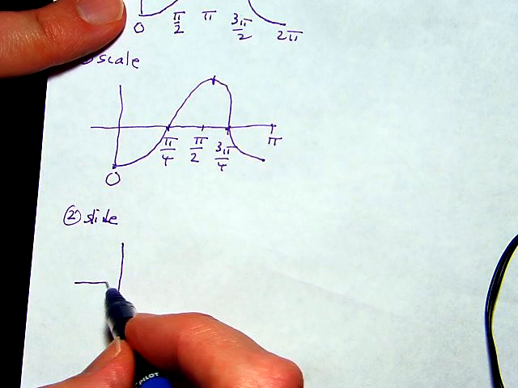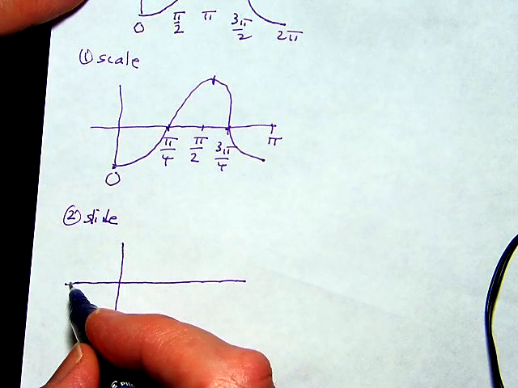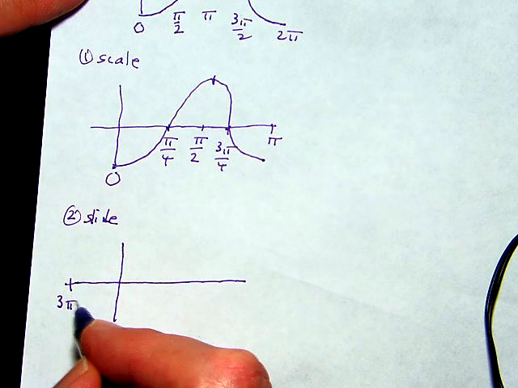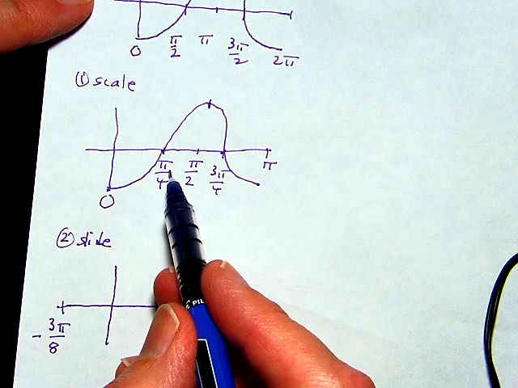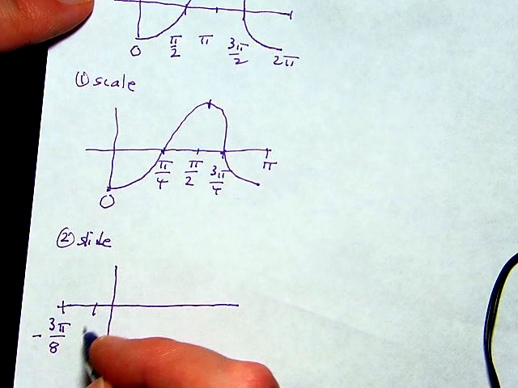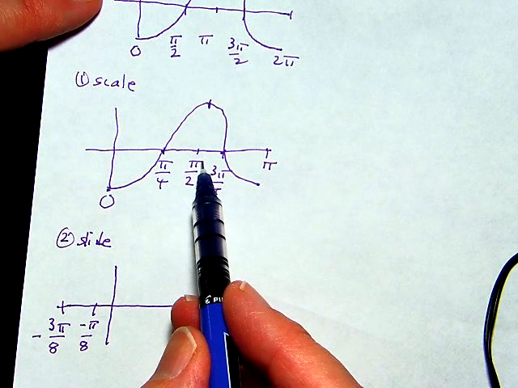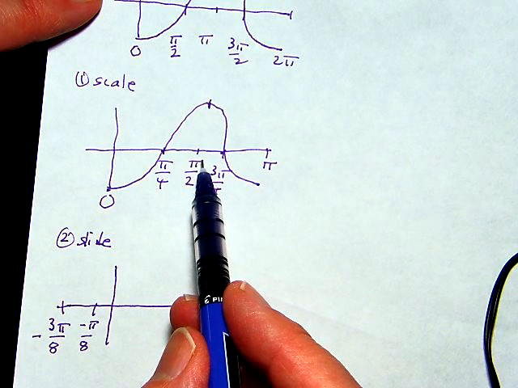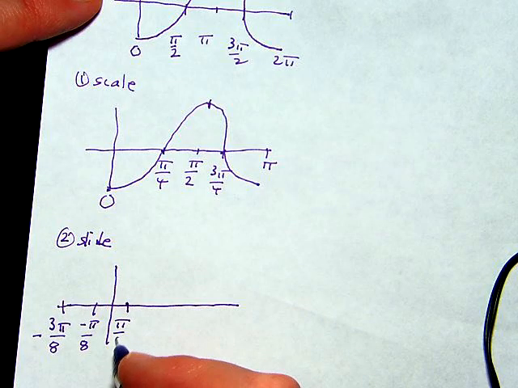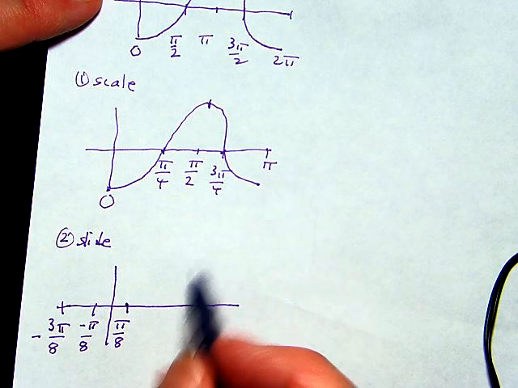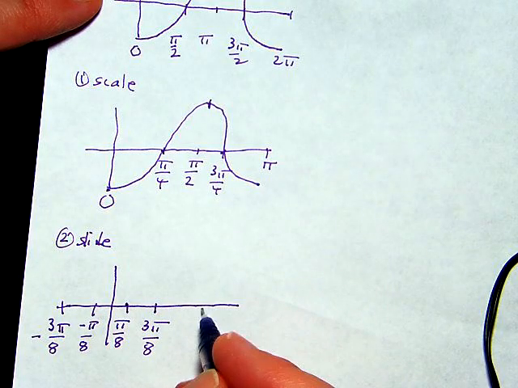So let me go ahead and basically 0 minus 3/8 is negative 3/8, is negative 3 pi over 8. 0 minus 3 pi over 8 is negative 3 pi over 8. Pi over 4 minus 3 pi over 8 is negative pi over 8. Pi over 2 minus 3/8 pi is going to give me just pi over 8. 3 pi over 4 minus 3 pi over 8 is 3 pi over 8. And pi minus 3 pi over 8 is 5 pi over 8.